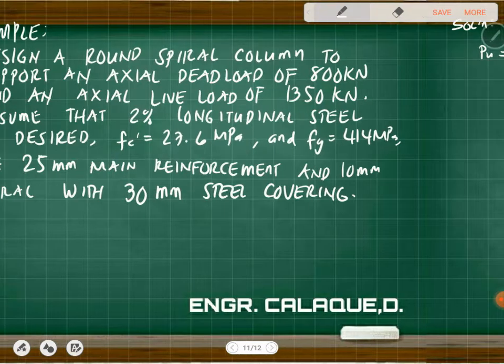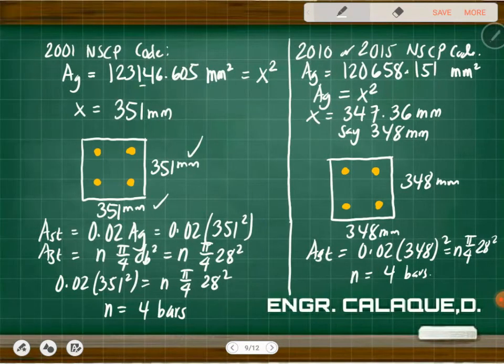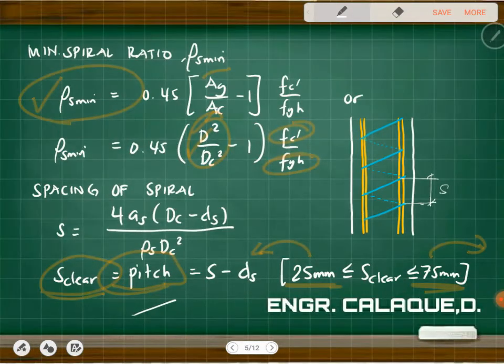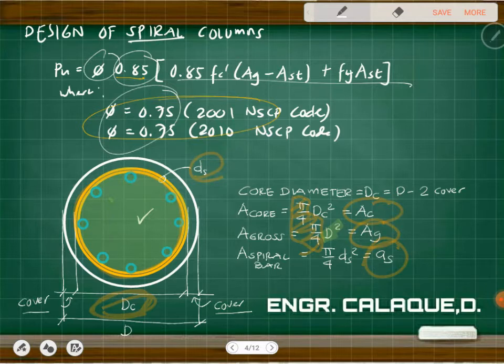Okay? So, dito yan. Kung babalikan natin yung formula, ito yan. No? So, yung phi dyan is 0.75 both 2001 or 2010 or 2015. So, the same lang sila ng value. No? Kasi yung nakalagay sa NSCP is 0.65 to 0.9. Okay?